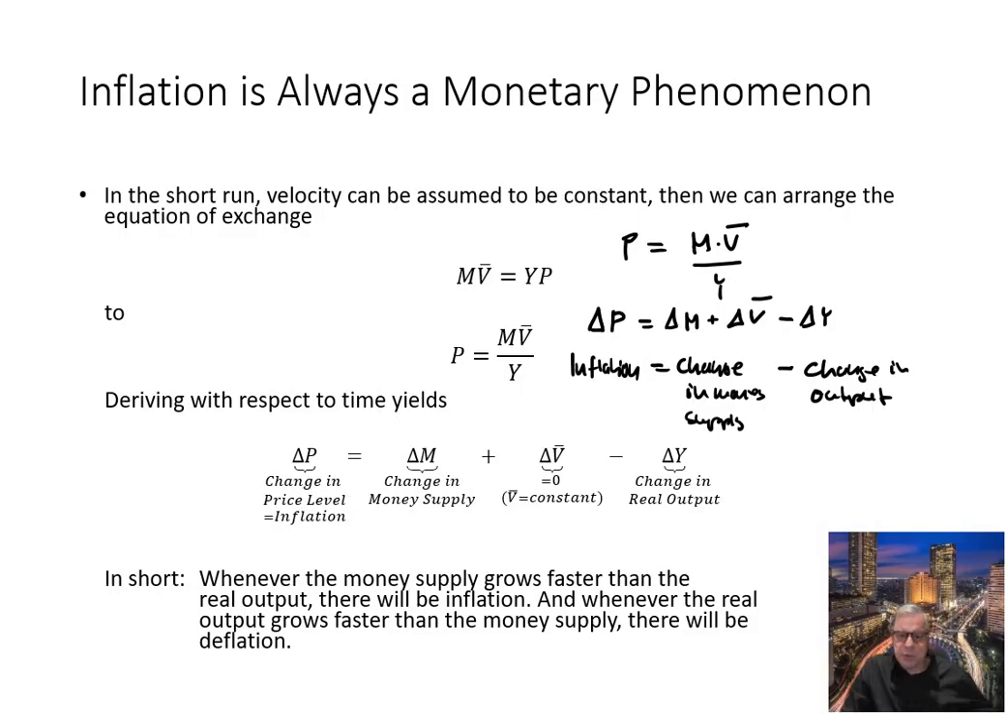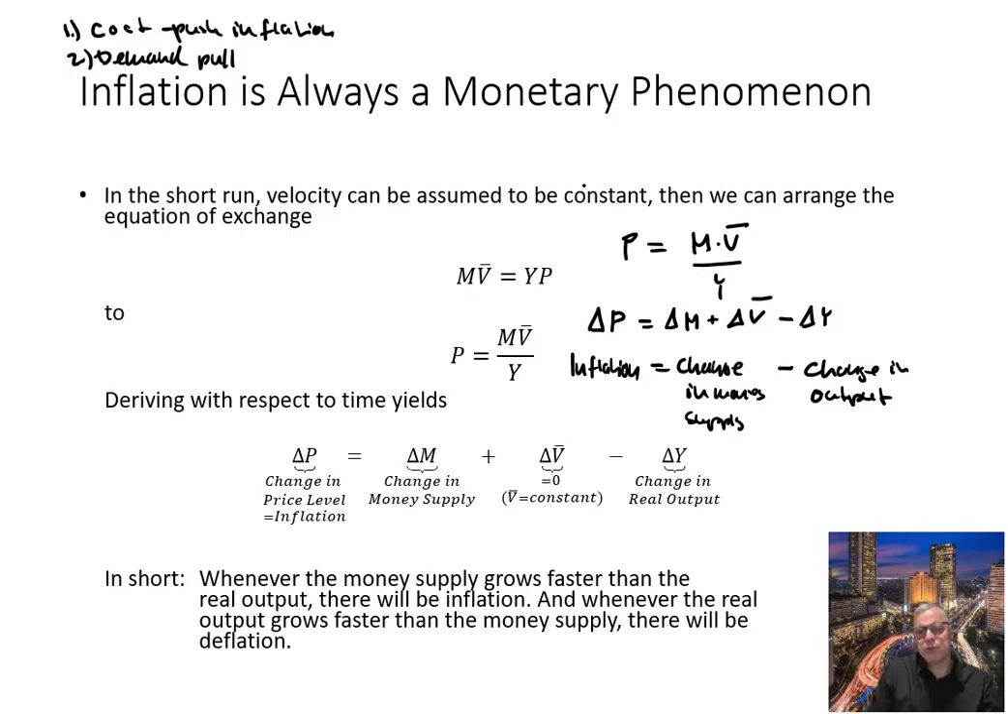So again, in short, whenever the money supply grows faster than the real output, there will be inflation. And whenever the real output grows faster than the money supply, there will be deflation. Okay. Well, so now you may remember earlier we said inflation can have two causes. One cause is cost-push inflation. Let's say like in the 1970s, during the oil price crisis, that was an example of cost-push inflation. And that was the first kind, and the second was demand-pull inflation.